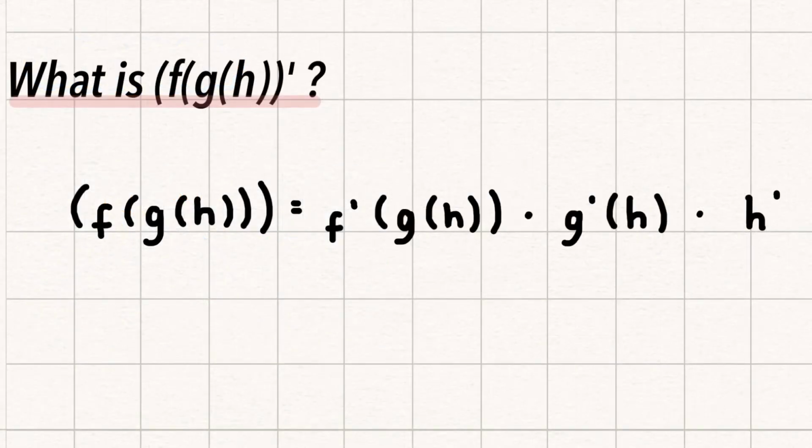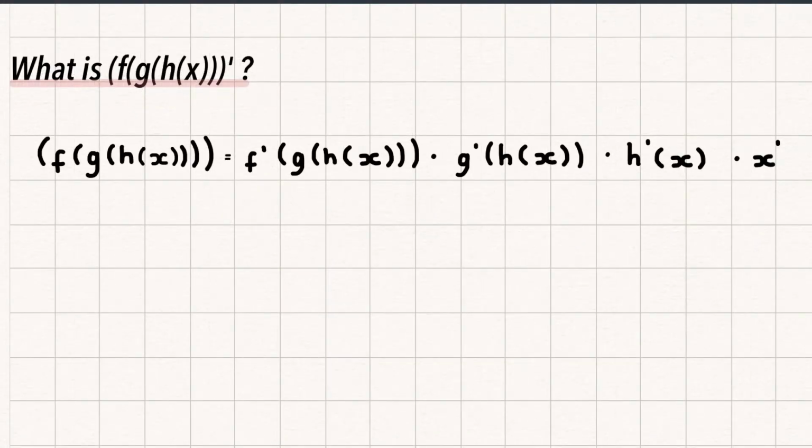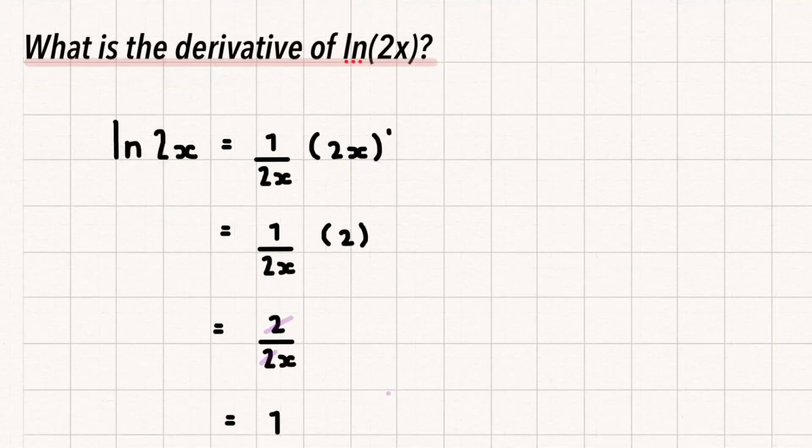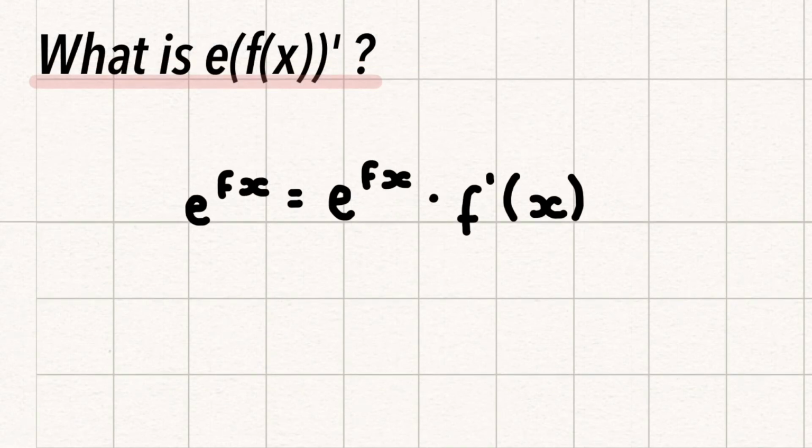(f(g(h)))' is equal to f'(g(h)) times g'(h) times h'. (f(g(h(x))))' is equal to f'(g(h(x))) times g'(h(x)) times h'(x). The derivative of ln(2x) is equal to 1/x. The derivative of e to the f(x) is equal to e to the power of f(x) times f'(x).